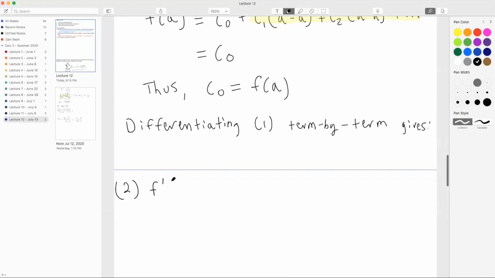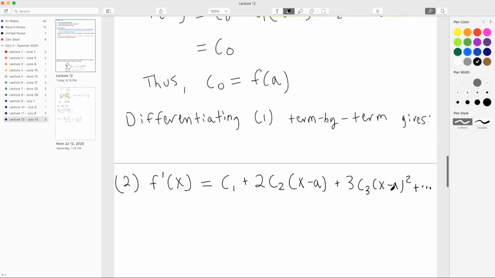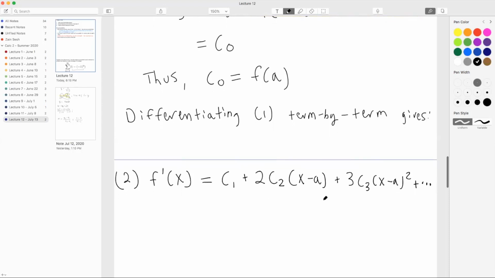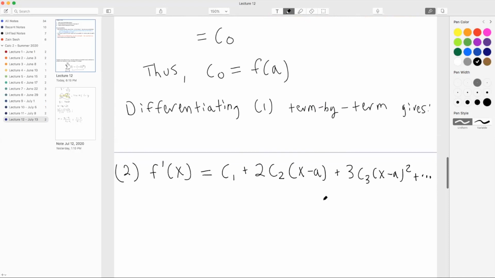So I get f prime of x on the left side. Now let me differentiate the right side term by term. I get c1 plus 2c2 times x minus a to the first power plus 3c3 times x minus a to the second power, plus dot dot dot. I hope everyone can see how I got this. I just used the power rule on each summand of that power series, and c sub 0 disappears because it's a constant, and the derivative of a constant is 0.